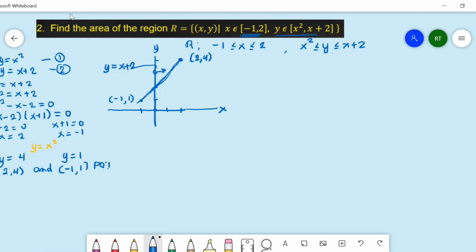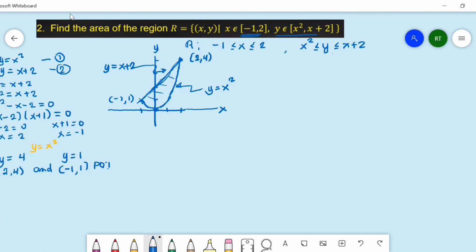And the parabola y = x squared, with vertex at (0, 0), is this parabola. Okay, so this is the representation of y = x squared. And we are considering this region R, where y goes from x squared to x + 2 and x goes from -1 to 2.